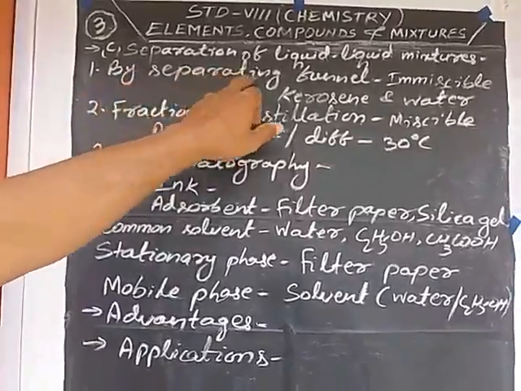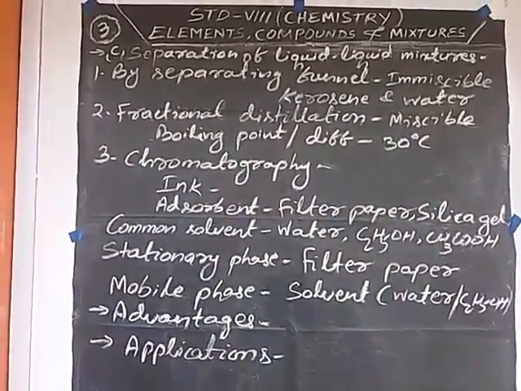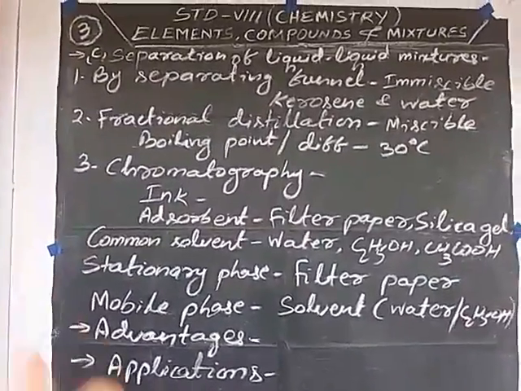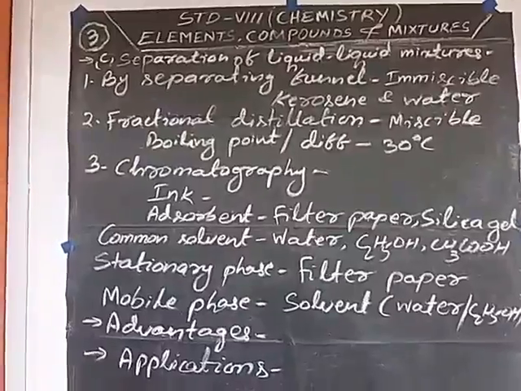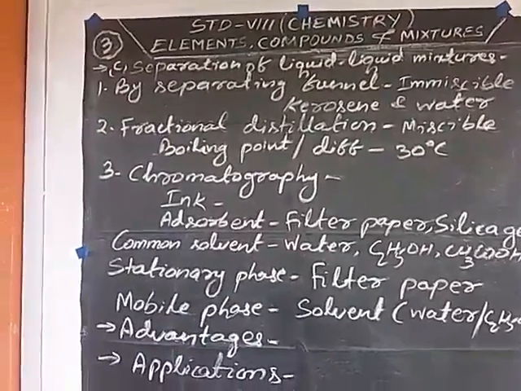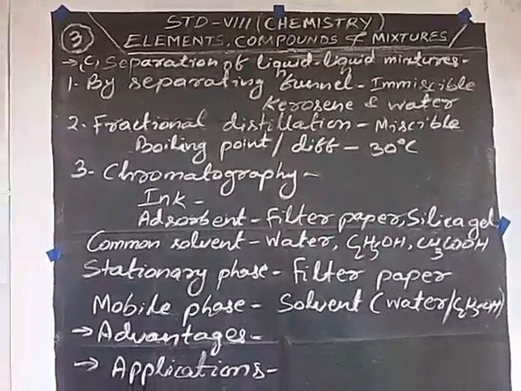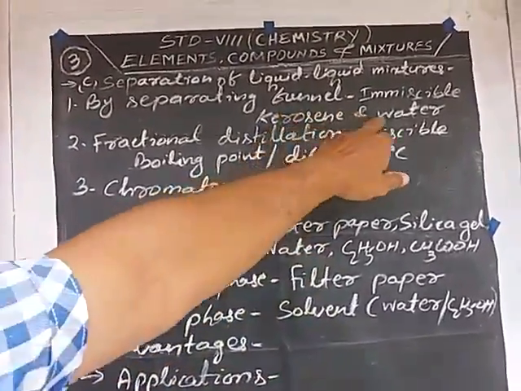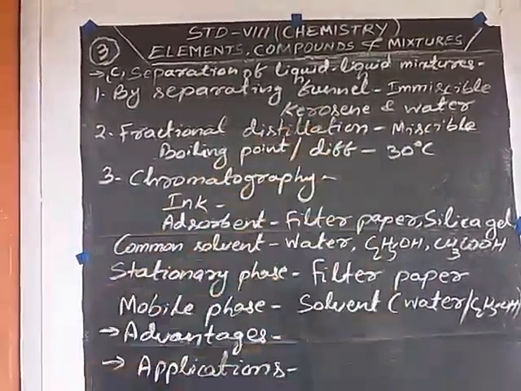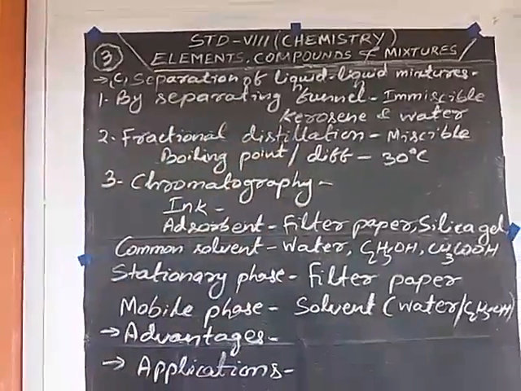First one is by separating funnel, for immiscible liquids. Kerosene and water are immiscible liquids. To separate the components of an immiscible liquid mixture in which liquids have different densities, the liquid whose density is more settles down. So in kerosene and water, water is denser and settles down, and kerosene is above. So you can separate it by separating funnel.